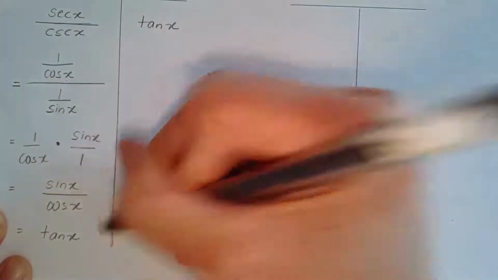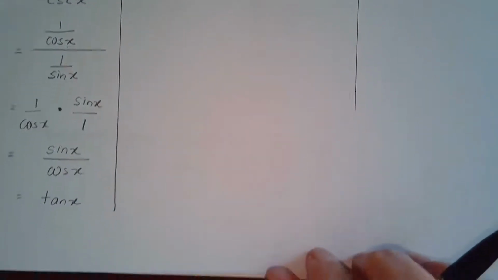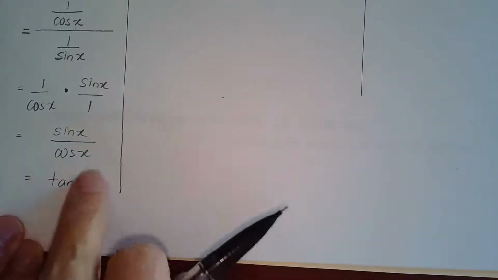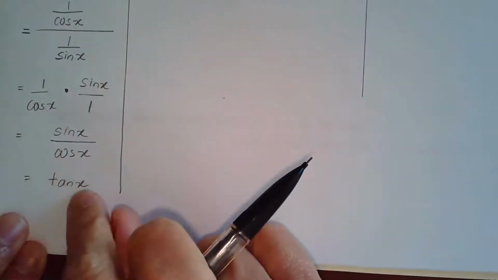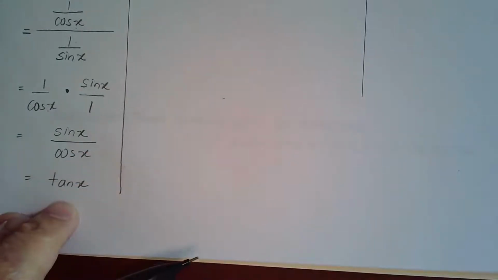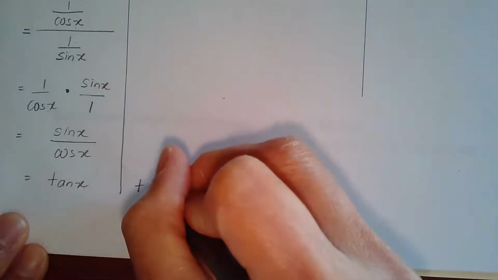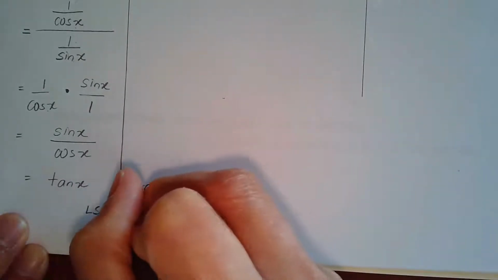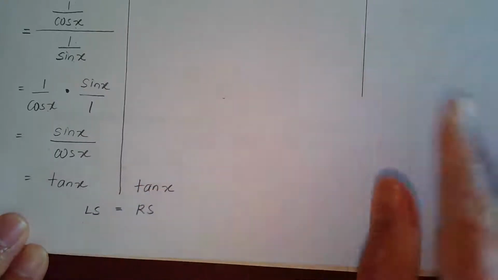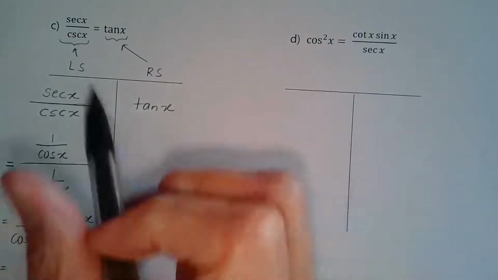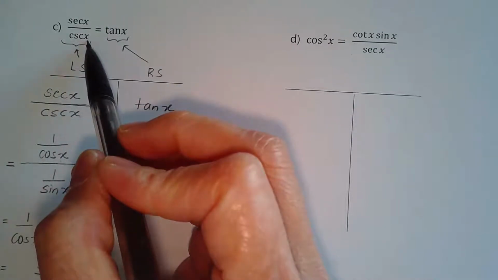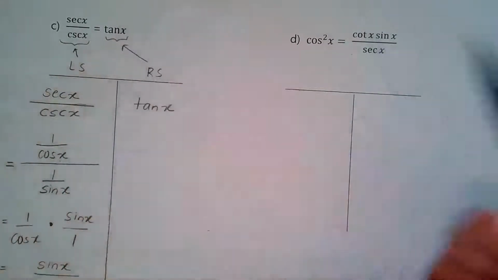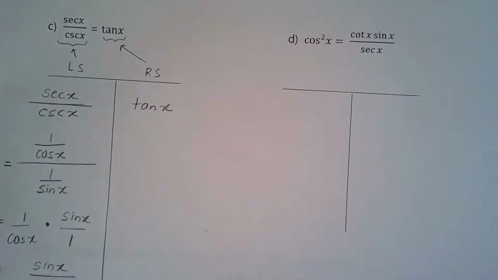Tangent of x. So that means we see the left side, when we simplified this expression, is tan of x. And then the right side is also tan of x. So that means the left side is equal to the right side. So we've proven that secant of x divided by cosecant of x is really just the same thing as saying tangent of x.